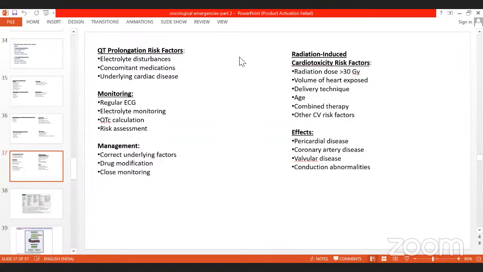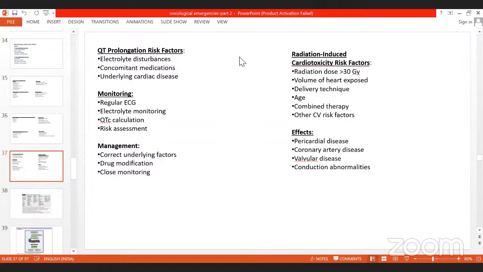Generally, drugs like pazopanib, or as we have already seen, some of the tyrosine kinase inhibitors, the most common complication with them is QT prolongation. So for this, we monitor regular ECGs, we monitor electrolytes, QTc is calculated, and risk assessment is done. We need to correct the underlying factors. We can modify the drug. In case of QT prolongation, we need to stop the drug for a few months and then restart once the QTc has settled. Close monitoring is required with QT prolongation causing agents.